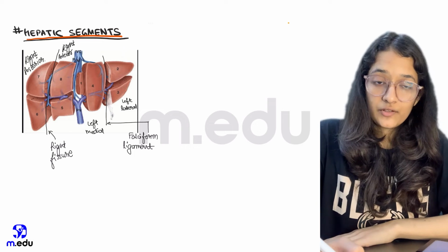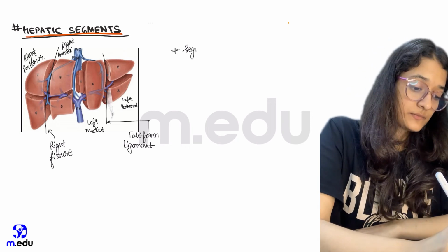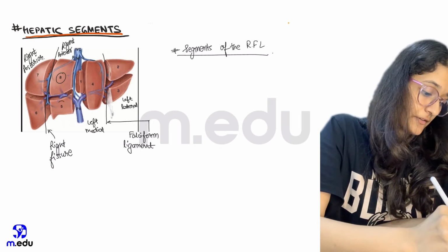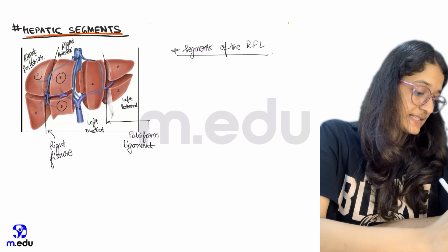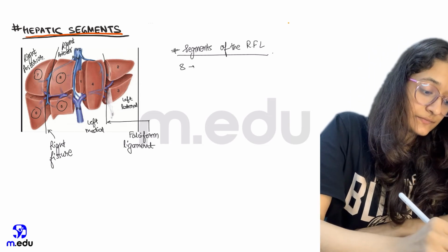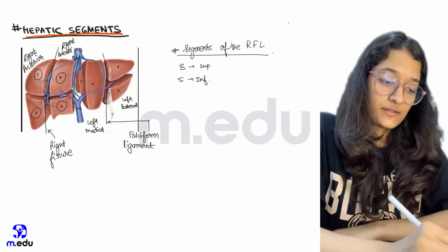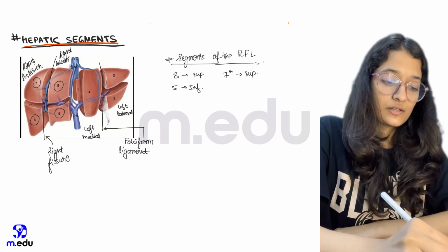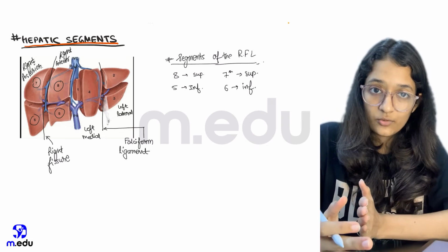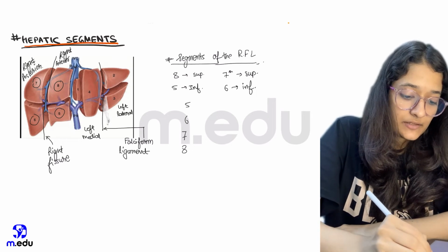So now if we have a look at the segments of the right functional lobe, we have 8 and 5 as the anterior, 7 and 6 as the posterior segments. 8th is superior, 5th is inferior, 7th is superior, and 6th is inferior. So in total, in the right functional lobe we have 4 segments: 5, 6, 7 and 8.